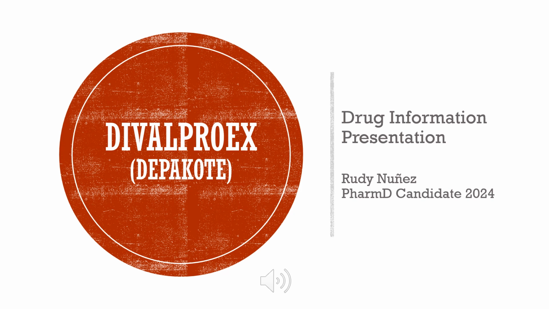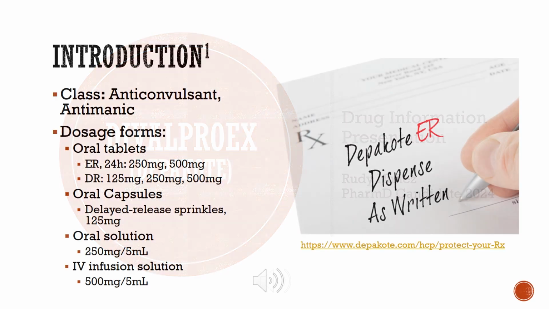This is my drug information presentation on the drug Divalproex. Its brand name is Depakote. Depakote is known as an anticonvulsant anti-manic agent. It comes in various different formulations.